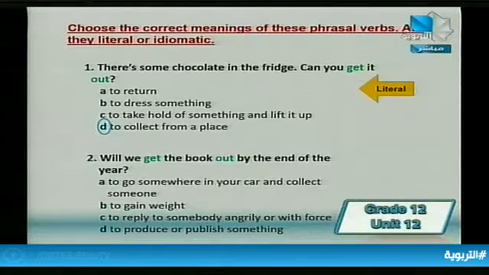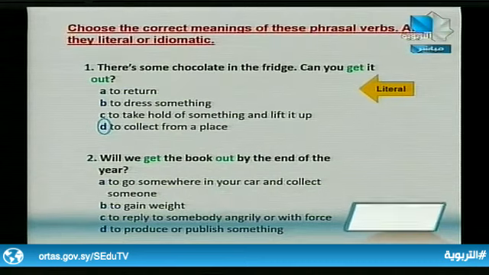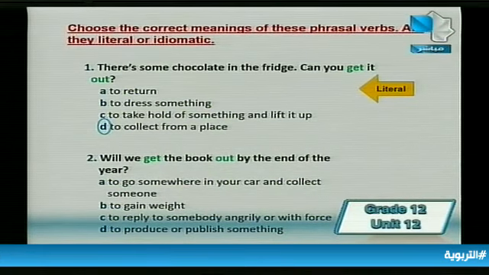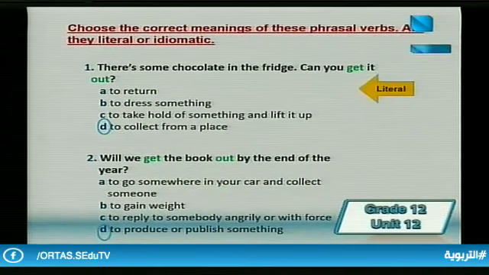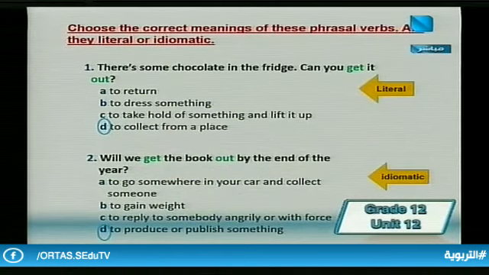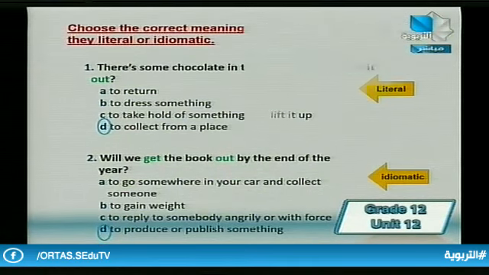Now we are going to see what it means in this example. It means to produce or publish something. So in this case it's idiomatic. It is not literal. Very nice indeed. Thank you, Ms. Hanan.